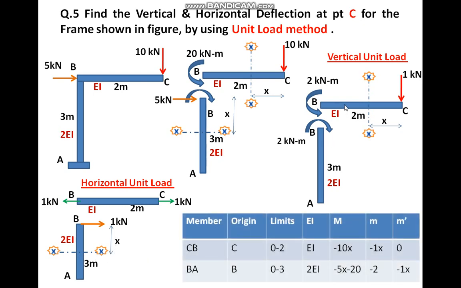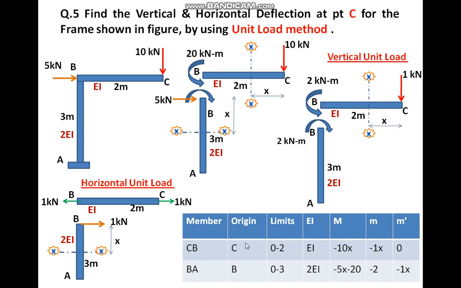After the free body diagram of the given load, vertical unit load and horizontal unit load, then draw the table with member, origin, limits, EI, capital M, small m. Small m is nothing but the vertical unit load moment, and m dash is nothing but the horizontal unit load moment. Here we are asking for both horizontal and vertical.